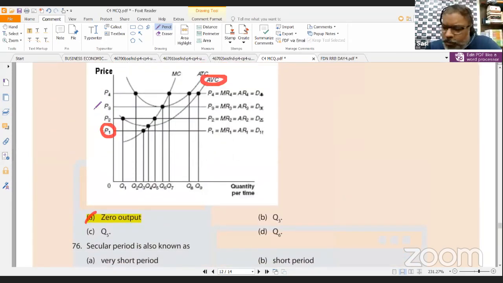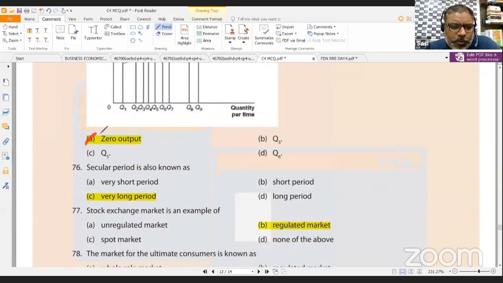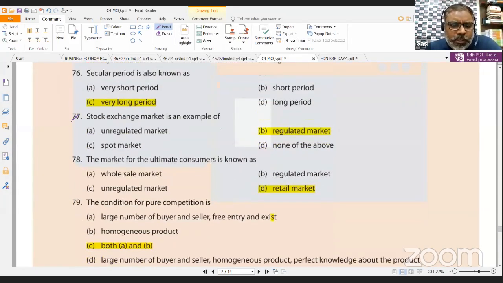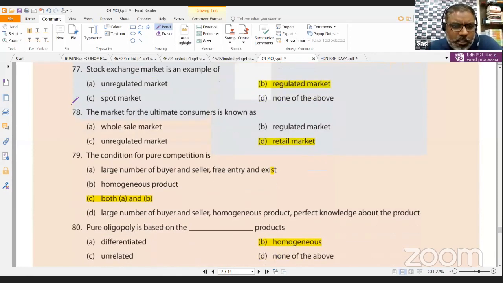Why? Because average variable cost itself is more than price. Our price is less than average variable cost. It should never produce. So zero output is the correct answer for that question. Then some other direct questions like secular period is also known as very long period. Very short period is also called as market period. Long period is called as secular period.